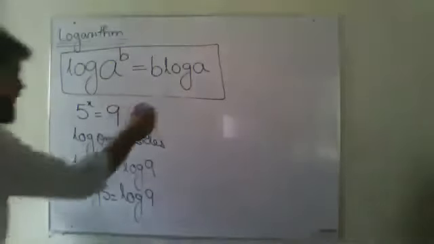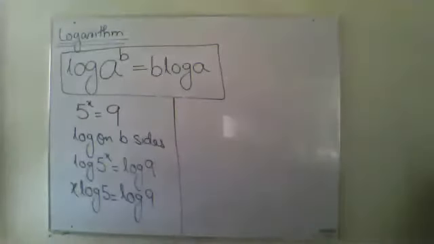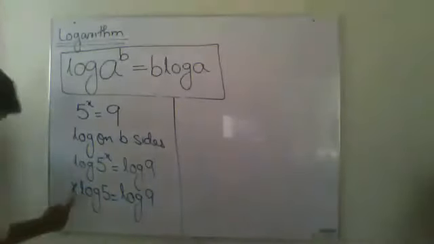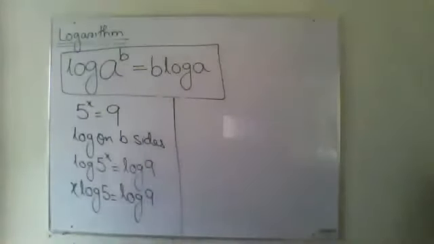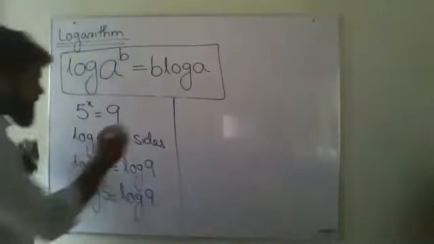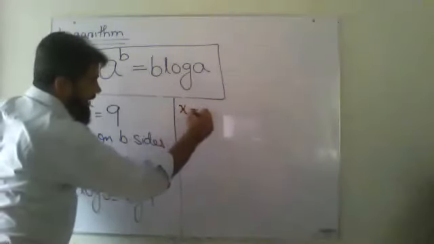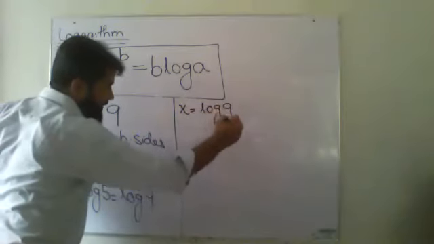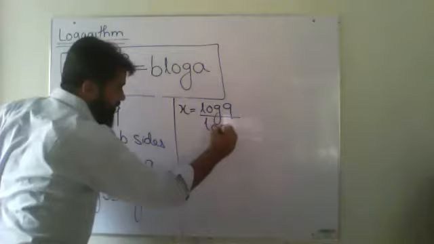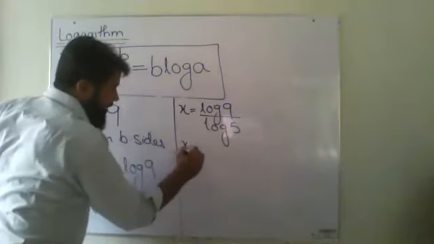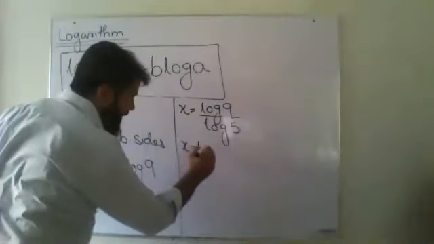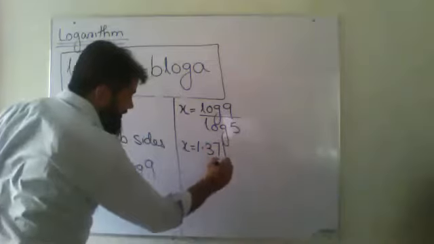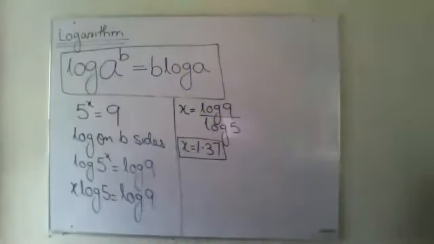So what I am going to do, I have already explained that these two are in product form. When they are in product form, we write x equals log 9 over log 5. And after that, by using a calculator, my answer comes out to be 1.37, and this is how you are going to solve a question by applying log.